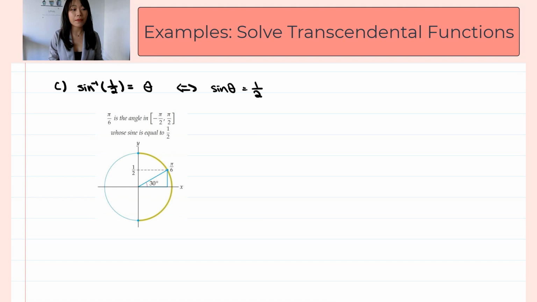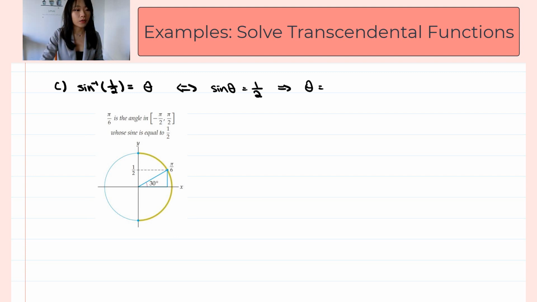Again, if you can remember the coordinates of the unit circle, you can easily find the angle. So I want my y-coordinate to equal half. Then that would correspond to the angle pi over 6. And since it is an inverse function, where the range is restricted from negative pi over 2 to pi over 2, the answer to this question would be pi over 6.